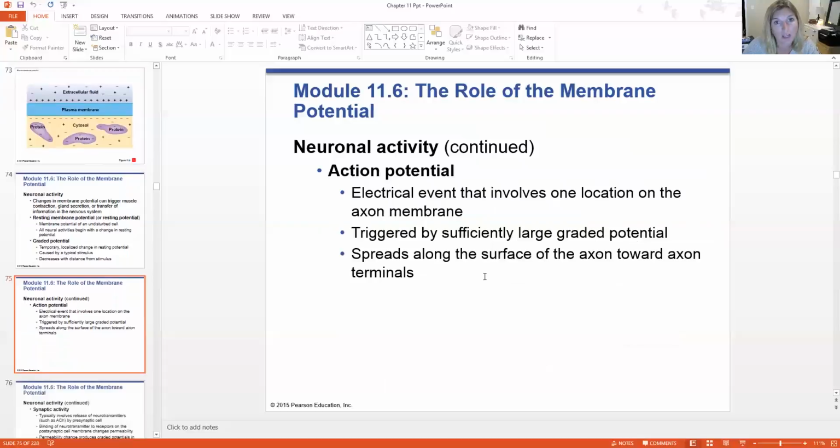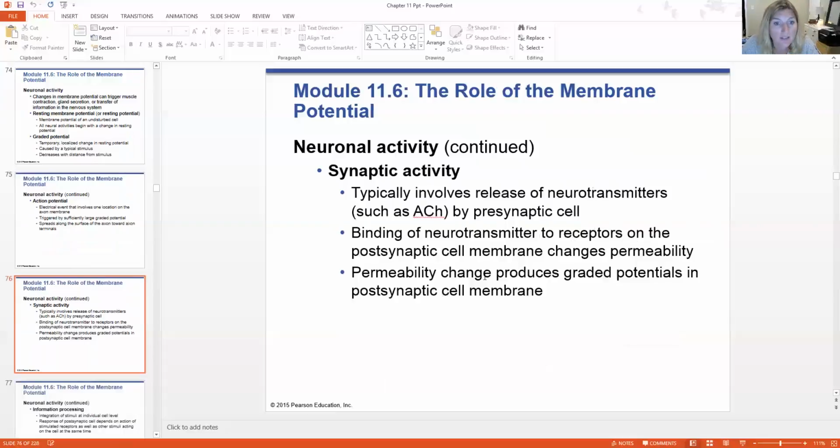So the action potential is technically an electrical event that involves one location on that axon membrane. And then it spreads like dominoes down the axon to the axon terminals. At the synapse, the synaptic activity typically involves the release of a neurotransmitter. So once that action potential gets down to the end of the axon, those neurotransmitters are going to be released, typically like acetylcholine, epinephrine, norepinephrine, etc. Then those neurotransmitters will bind to the postsynaptic cell, causing some membrane change in that cell and some type of response, either propagation of the action potential, contraction, etc. Or it could inhibit that cell. These action potentials could be inhibitory or excitatory, as we'll see.